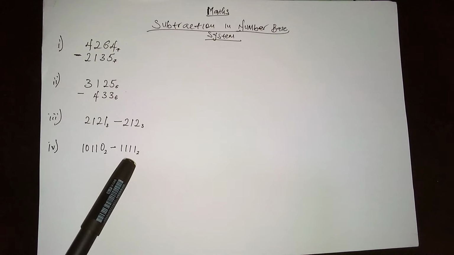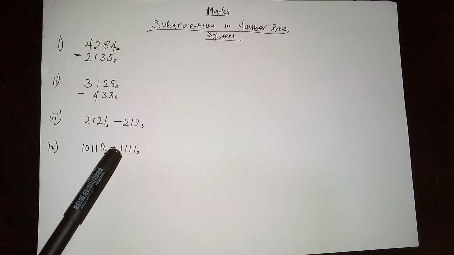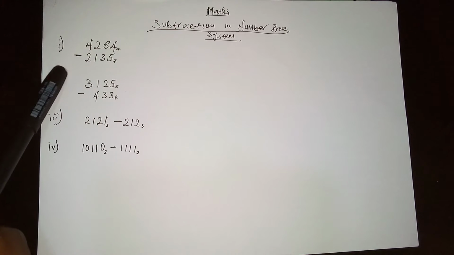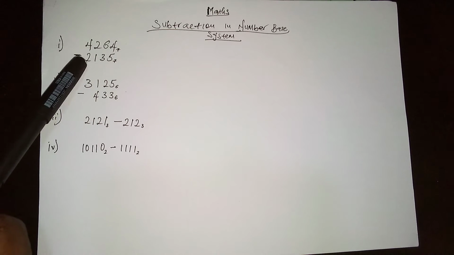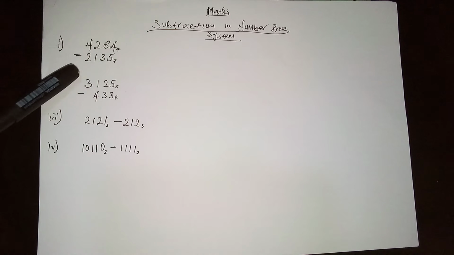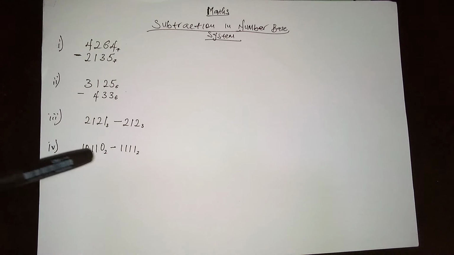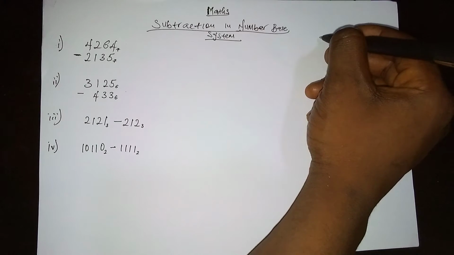So very quickly, I want to remind us of something before we go into subtracting these numbers, before we go into the working of these numbers in different bases. Here we have base 7, here we have base 6, here we have base 3, here we have base 2. So I want to quickly remind us of something from the general or the normal base, which is base 10. I want us to look into this problem that we have here.